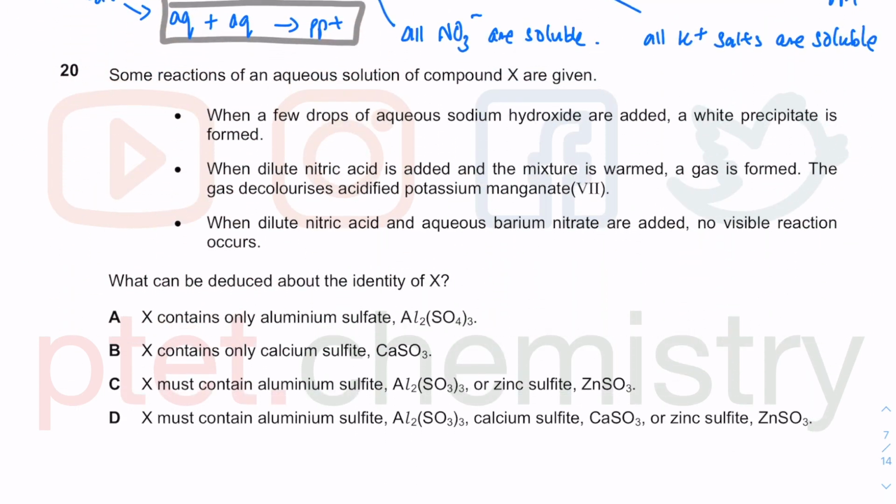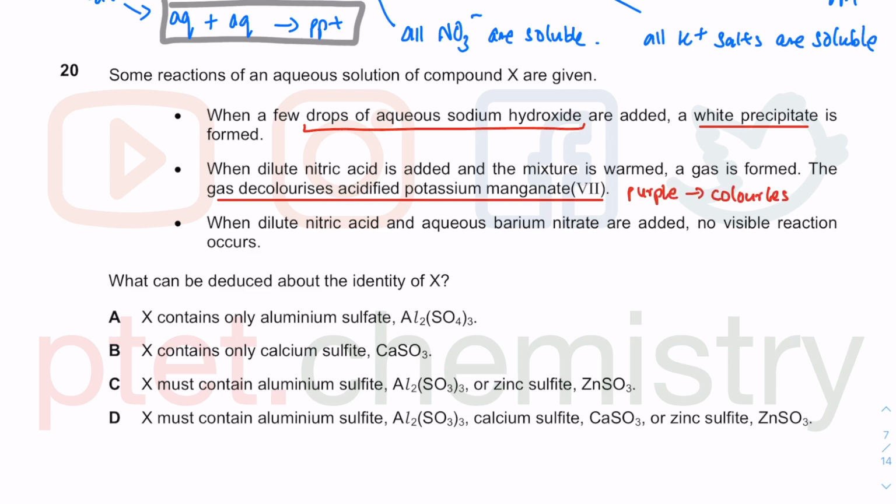Question 20. Some reactions of an aqueous solution of compound X are given. When you have a few drops of aqueous sodium hydroxide, you get a white precipitate. So this is few drops aqueous sodium hydroxide. And then when you add nitric acid and you warm it, a gas is formed. So this gas decolorizes acidified manganese 7, so that goes from purple to colorless.